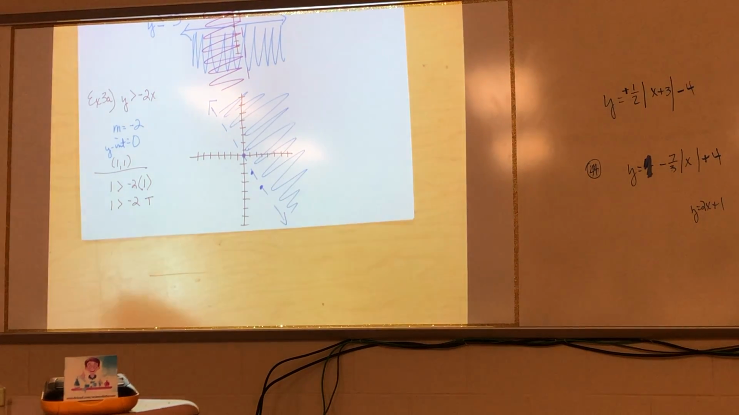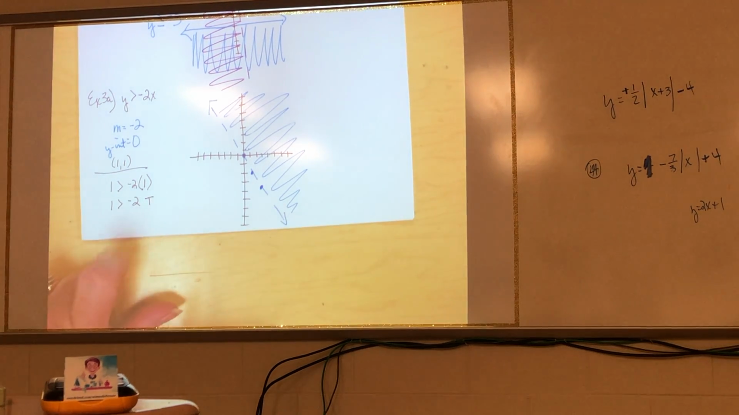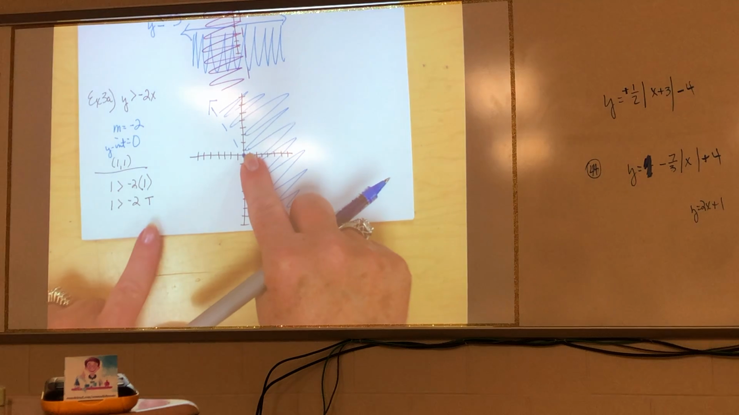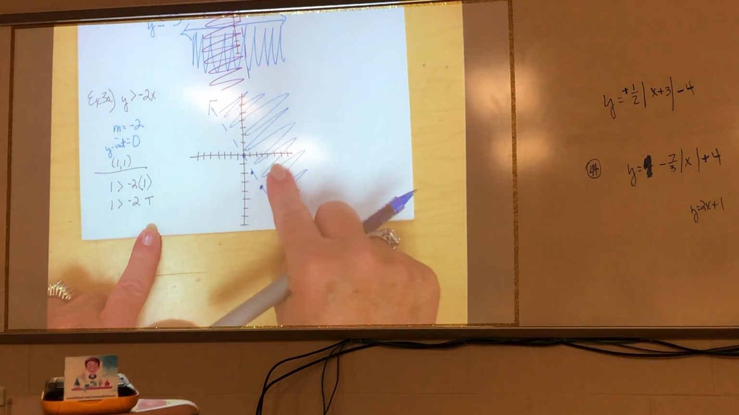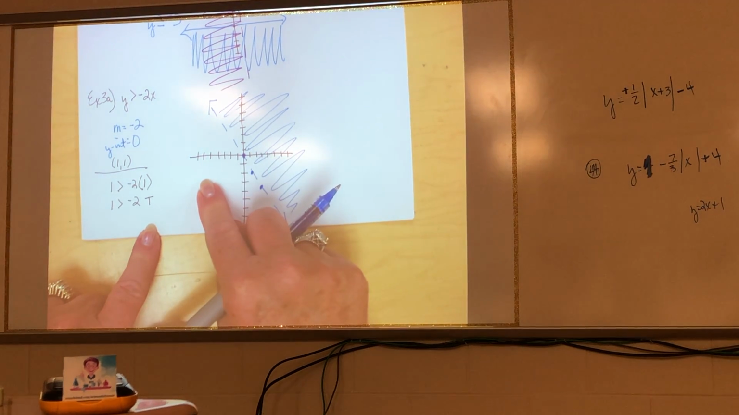Do you agree? So the side of the statement that's true is the one that you shade. If it makes a true statement, you shade on that side. If it makes a false statement, you shade on the other side, because solutions make true statements. If this one point made a true statement, then any point I picked over here would make a true statement. If it made a false statement, then the truths must be on the other side, so I would shade the other side.